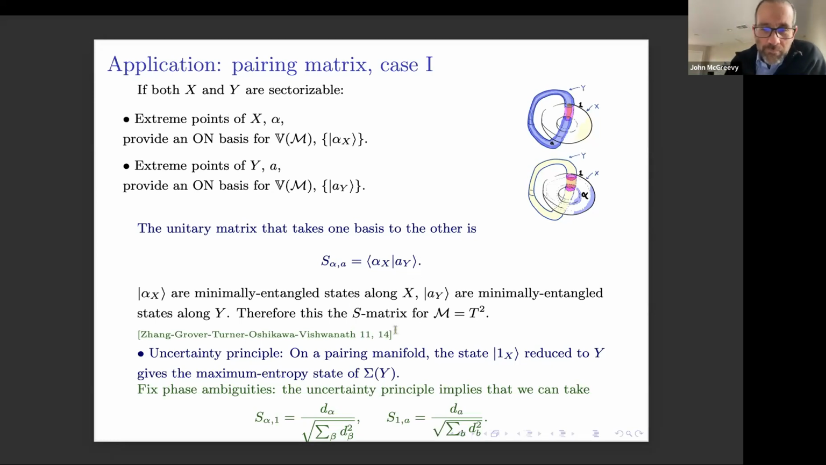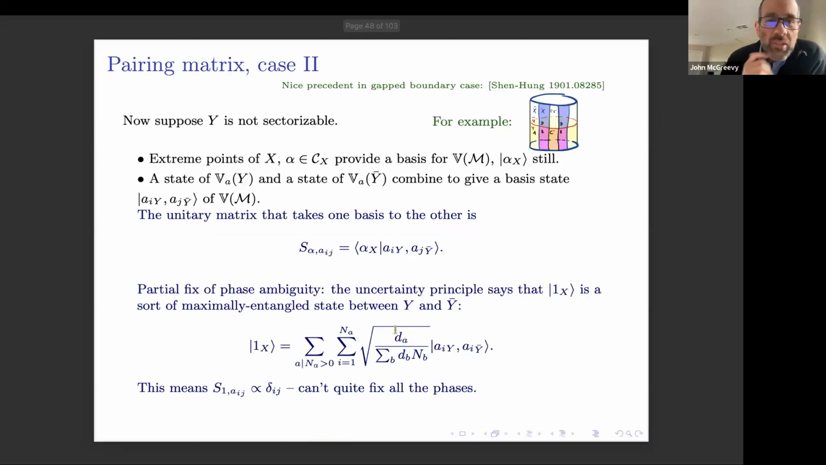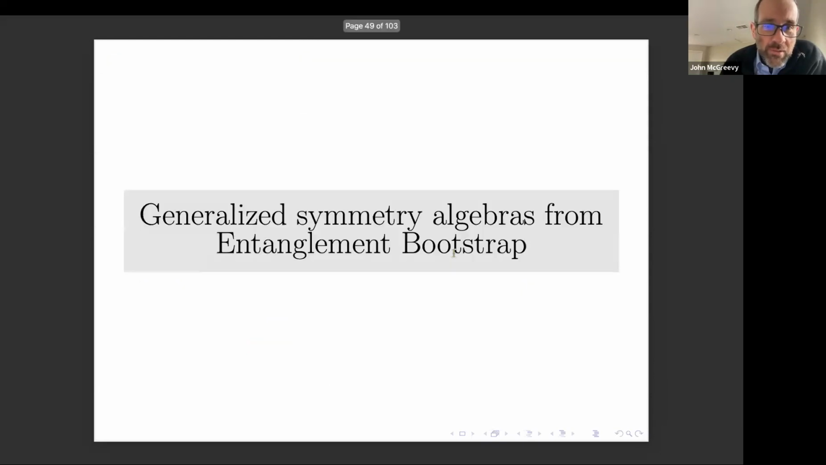Okay, good. Maybe I'll just quickly mention that if one of the regions is not sectorizable, then the story is a little more complicated, because I need to specify a state of the fusion space of the region and a state of the fusion space of its complement. That's why I get this square, in order to specify a state of the whole fusion space of the Perry manifold. And so the S matrix is actually a more complicated object that has various other indices hanging out of it. But amazingly, people arrived at such a definition independently from a different point of view. So this is the right notion of S matrix.